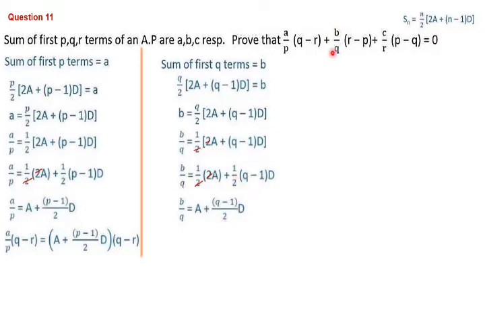Actually again P by Q into R minus P we want, just put R minus P and multiply it. So A plus Q minus 1 divided by 2 into D into R minus P, just multiply, that's all.